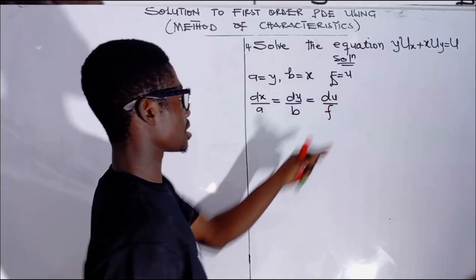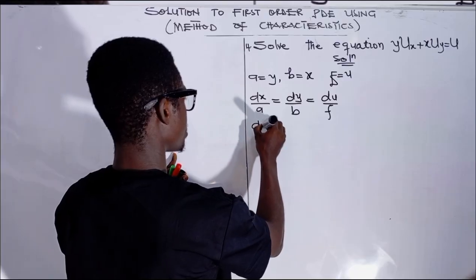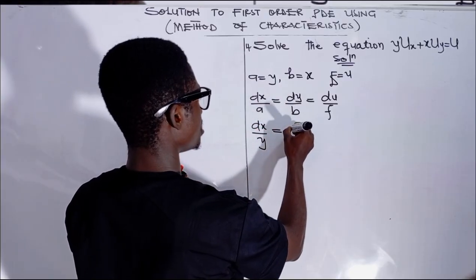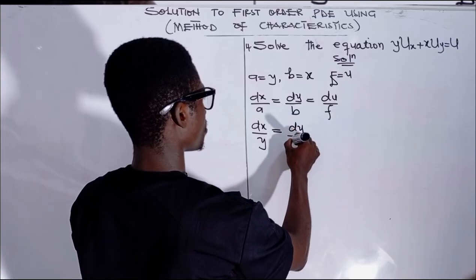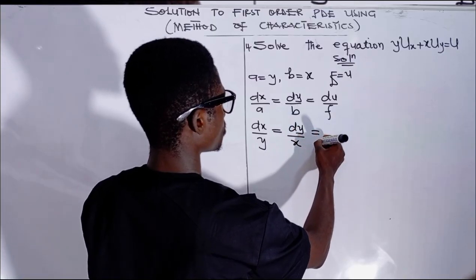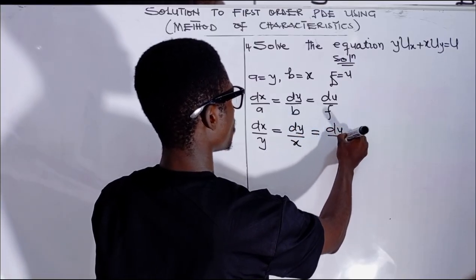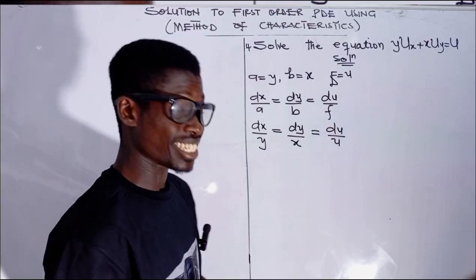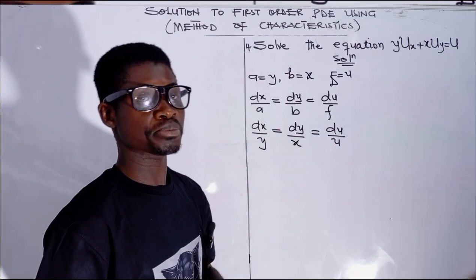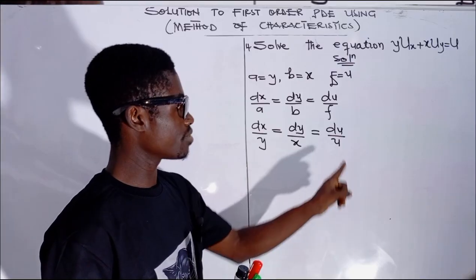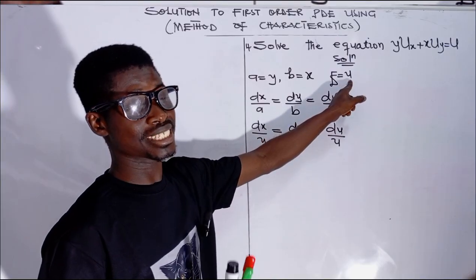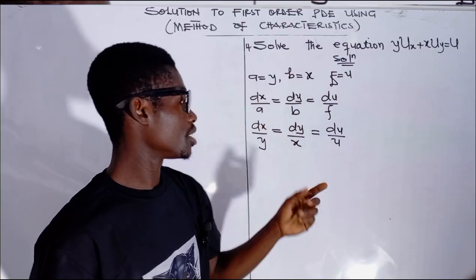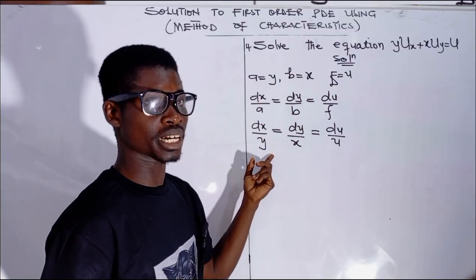So let's plug in. We are going to have dx over y is equal to dy over x is equal to du over u. Now let's move on to the third step. The third step says that we should form one equation if f is equal to 0. Now you can see that f is not equal to 0, so we have to form two equations from the characteristics equation.